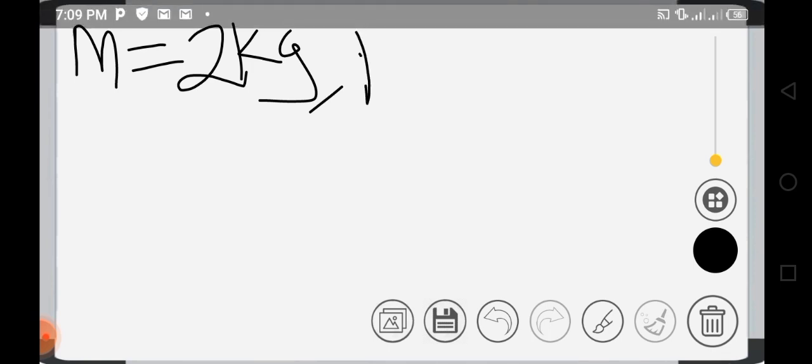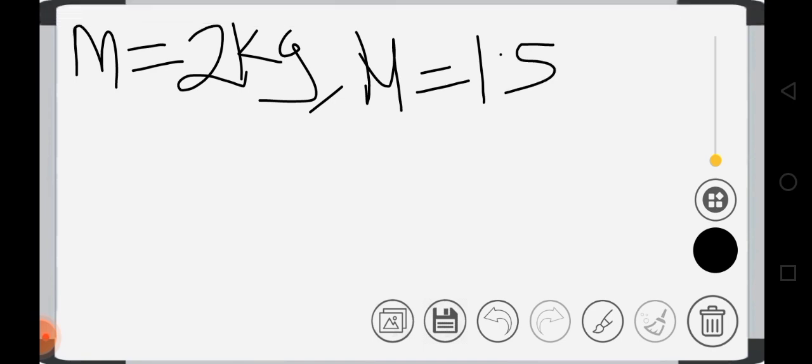Then the coefficient of friction was given as 1.5. Let me just draw it so that you see it. I just want to use the straight formula so you see it. Look at what we're having: a body, the mass of this body is 2 kg. That is the mass.